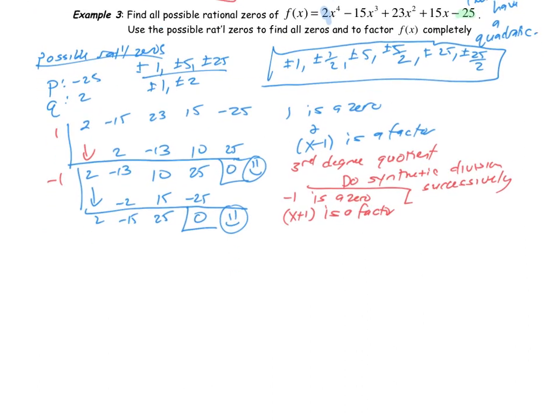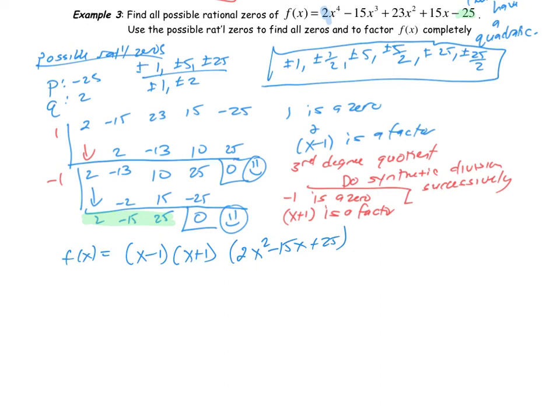So we have f of x is equal to, we've shown that x minus 1 is a factor and x plus 1 is a factor. And now we're going to look at the quotient, and the quotient comes from the coefficients of our last synthetic division. And now remember, this is a second degree because we've gone from a fourth degree to a third degree and now a second degree. So the coefficients in our quotient from our last synthetic division are for a quadratic. So we'll have 2x squared minus 15x plus 25. And if we're lucky, this can factor.